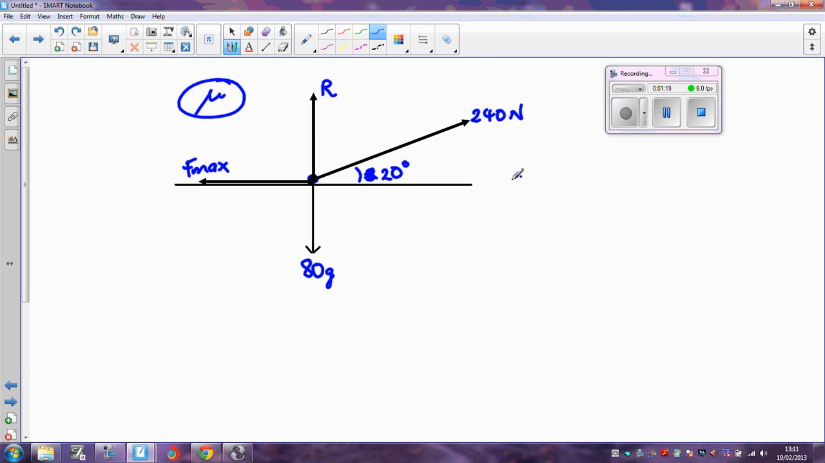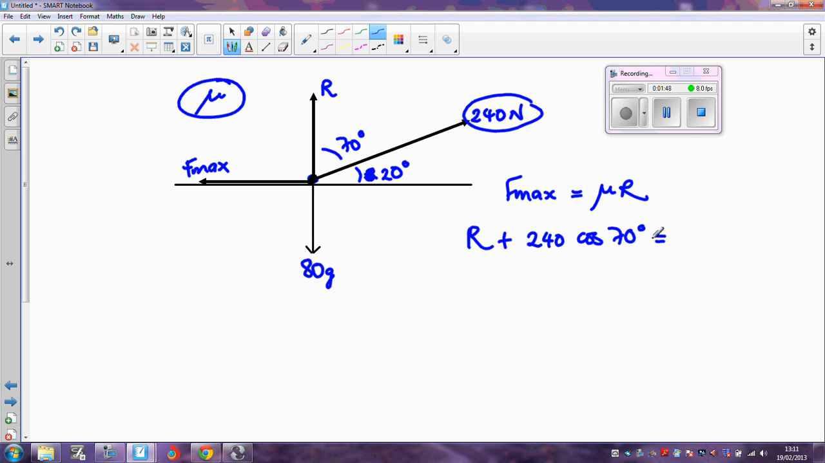Okay, first of all, I know that the maximum possible frictional force is equal to mu R. So the first thing I'm going to do is calculate R. And I know here that the forces which are acting upwards are going to equal the forces which are acting downwards. Acting in an upward direction, we've got R, but we've also got the component of this force, which is acting in this direction. That angle there is going to be 70 degrees. So acting upwards, we've got R plus 240 cos 70 degrees is going to equal the force acting downwards. Well, that's just going to be equal to 80g. So I know that R is going to be 80g minus 240 cos 70 degrees.